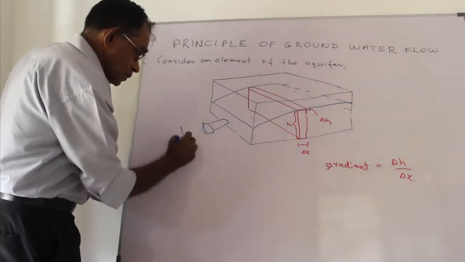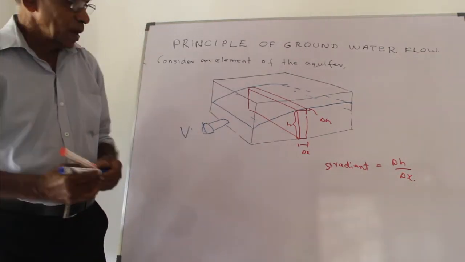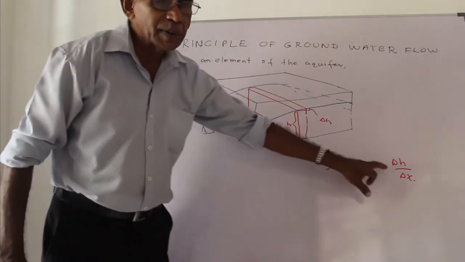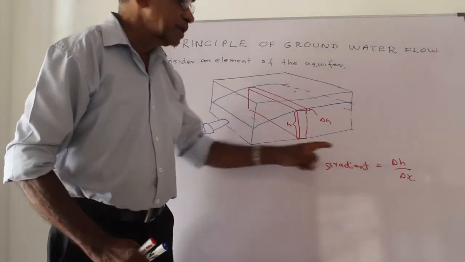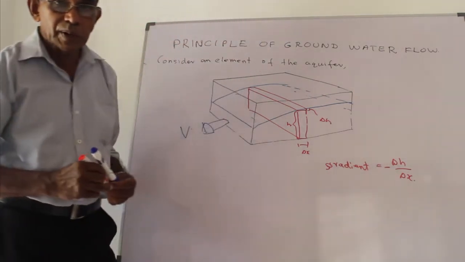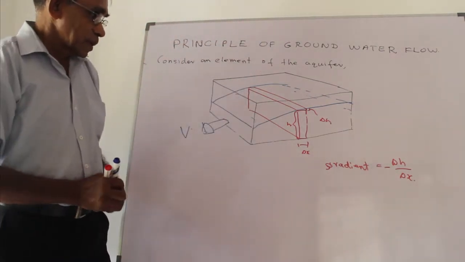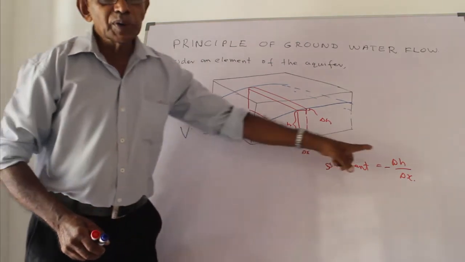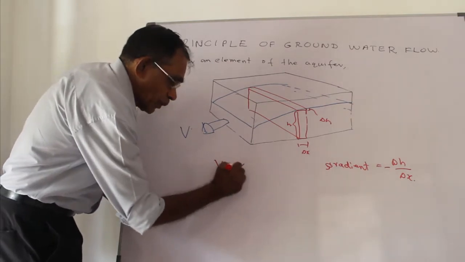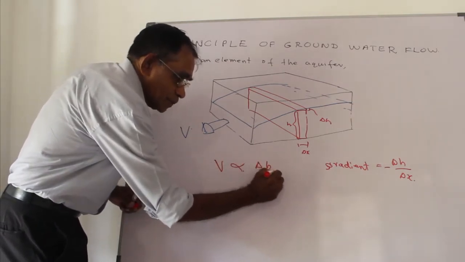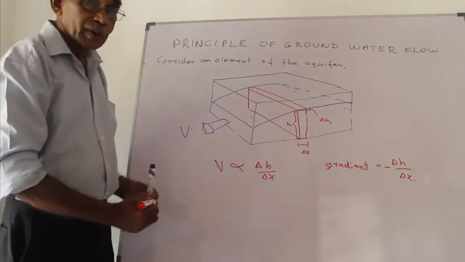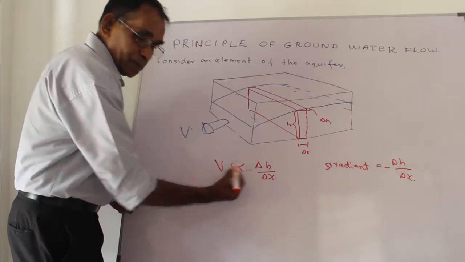The velocity is in this direction, and that velocity is connected with this gradient, but this is a negative gradient. And whenever there is velocity, there will be a negative gradient occurring. So now you can see that the velocity is proportional to the amount of the gradient. You can put it in the equation as V is proportional to the hydraulic gradient, like that. Because it's a negative gradient, you put it negative.